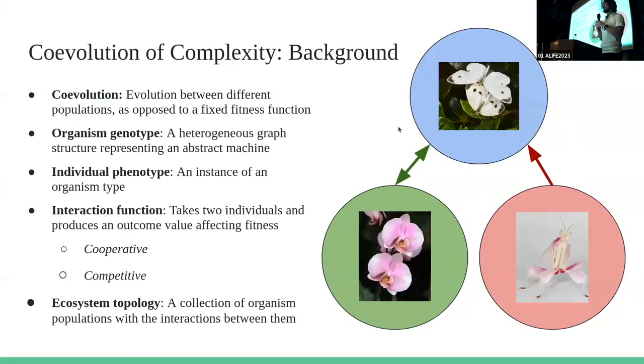So a bit of background. We're going to be working with co-evolutionary algorithms here. The difference between that and a traditional evolutionary algorithm is that interactions occur between different populations as opposed to just having some fixed fitness function. We're going to be dealing with organisms with a genotype of some sort of labeled heterogeneous graph representing some kind of abstract machine. This could be a neural network. In this case, we're going to focus on finite state machines. And the kinds of interactions that we're interested in here are, broadly speaking, cooperative and competitive.